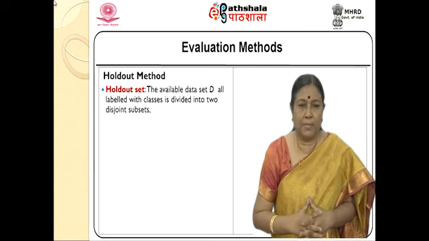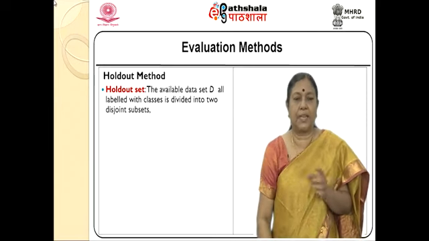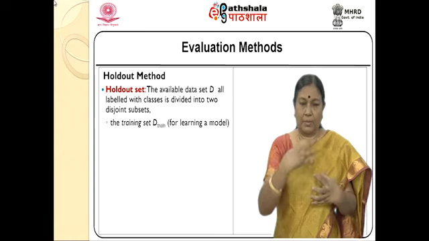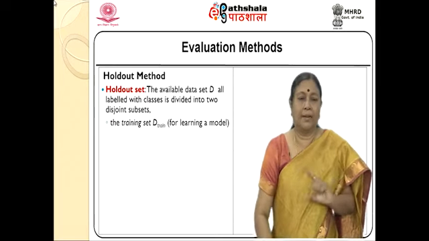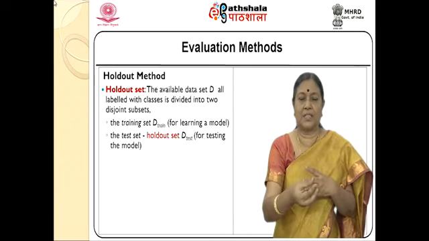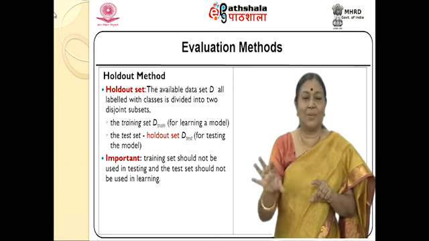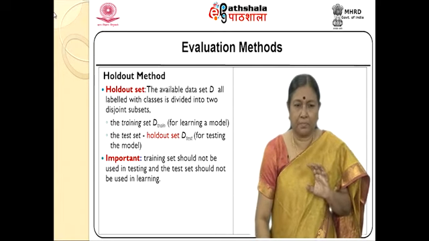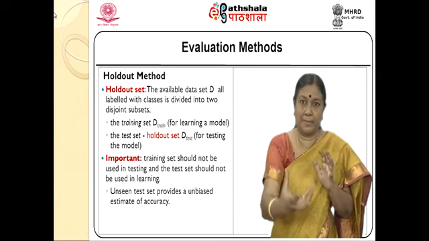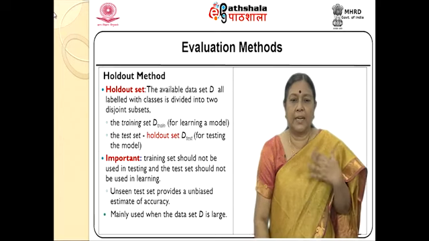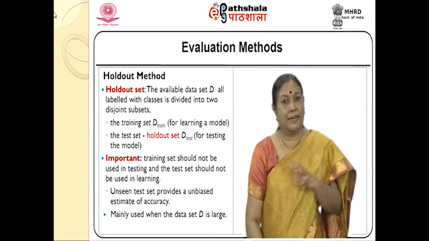There is one called the holdout method. The available data set is labeled with classes and it is divided into two disjoint subsets, and the training data set uses part of this. Again, this is for eager learning. You use that labeled data set to learn the model, and then the rest of it, the holdout set as it is called, is used for testing the model. This is one method. The training data should not be used in the test set, and the test set should not be used in learning. This is very important. The unseen test set provides an unbiased estimate of the accuracy. This is mainly used when D is very large, otherwise you do not have enough for a test set and training set.